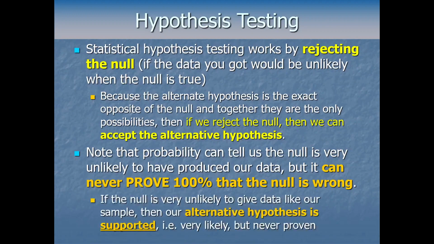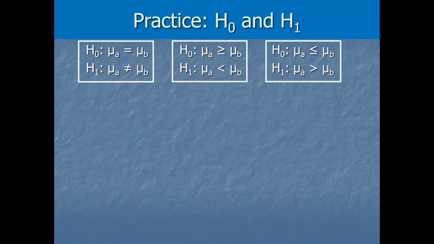So we can't 100% prove the null to be wrong. We can't 100% prove that it's not the case. But if the null is very unlikely to give data like our sample, then our alternative hypothesis, the opposite, is supported. It's very likely. It's never proven, though.